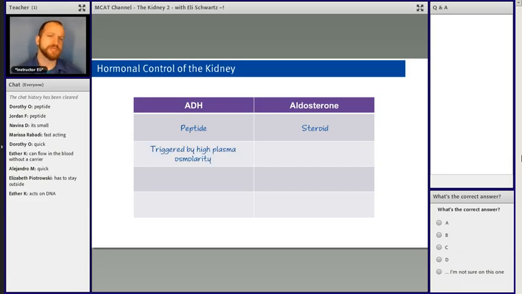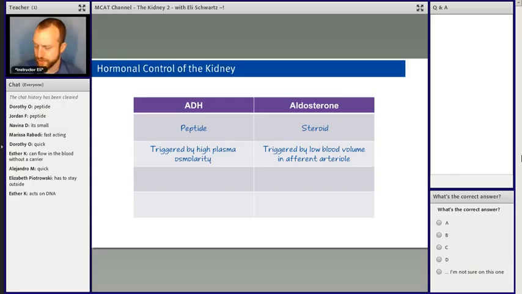As far as triggers, ADH is triggered by a high plasma osmolarity, but aldosterone is triggered by a low blood volume. Remember, these two do the same sort of net action on the body, but they are absolutely different, and the MCAT loves to try and trip you up by confusing one for the other. So high plasma osmolarity versus low blood volume.